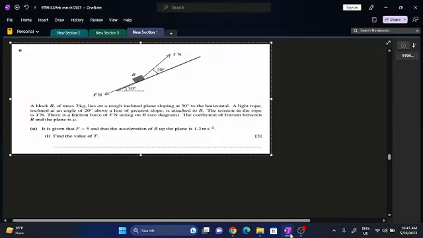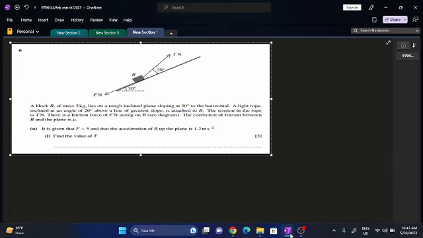Alright, next question is question number 6. A block B of mass 2 kg is lying on a rough inclined plane sloping at an angle of 30 degrees to the horizontal. A light rope inclined at an angle of 20 degrees above the line of greatest slope is attached to B.